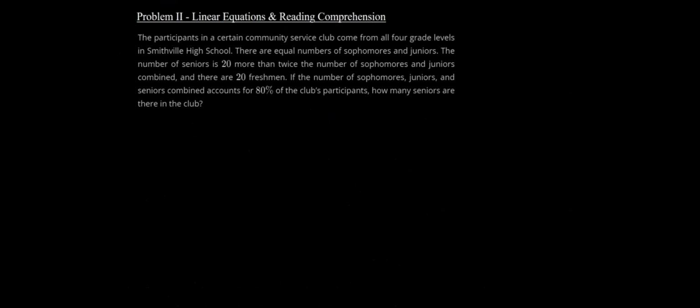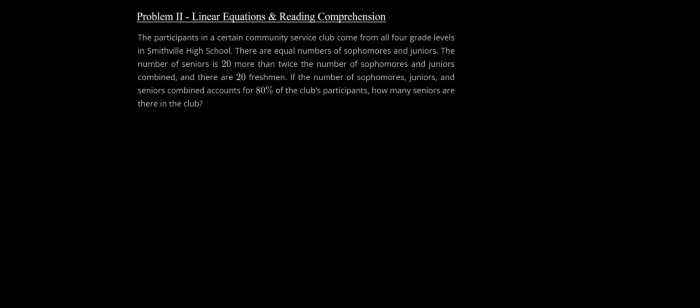And here is question number 2. We have a linear equations and reading comprehension question. The participants in a certain community service club come from all 4 grade levels in Smithville High School. There are equal numbers of sophomores and juniors. The number of seniors is 20 more than twice the number of sophomores and juniors combined, and there are 20 freshmen. If the number of sophomores, juniors, and seniors combined accounts for just 80% of the club's participants, how many seniors are there in the club?